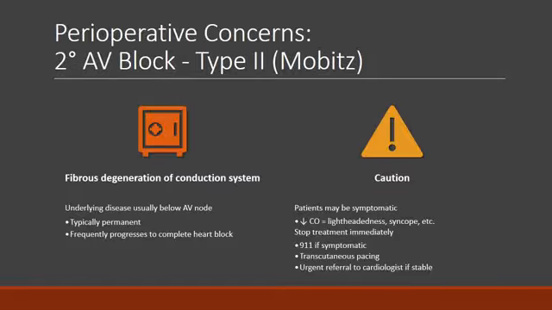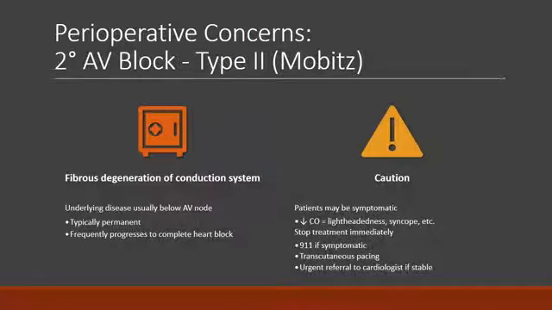So in terms of our perioperative concerns with a type 2 Mobitz block, this is pretty indicative of fibrous degeneration of the conduction system. Usually it's indicative of underlying disease that's below the AV node itself. This tends to be permanent, so it's certainly much more problematic. And the big problem here is that frequently Mobitz type 2 progresses to a complete heart block, where you have complete separation between the atrial activity and the ventricular activity. So if we identify this, it's one where you stop the procedure and you're immediately going to refer them to the hospital for management and treatment.